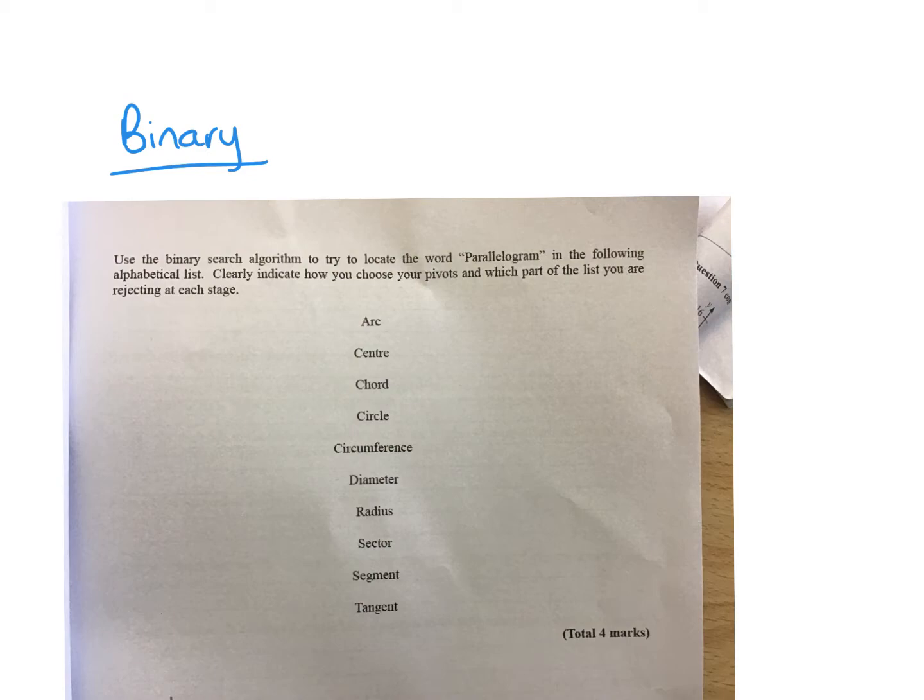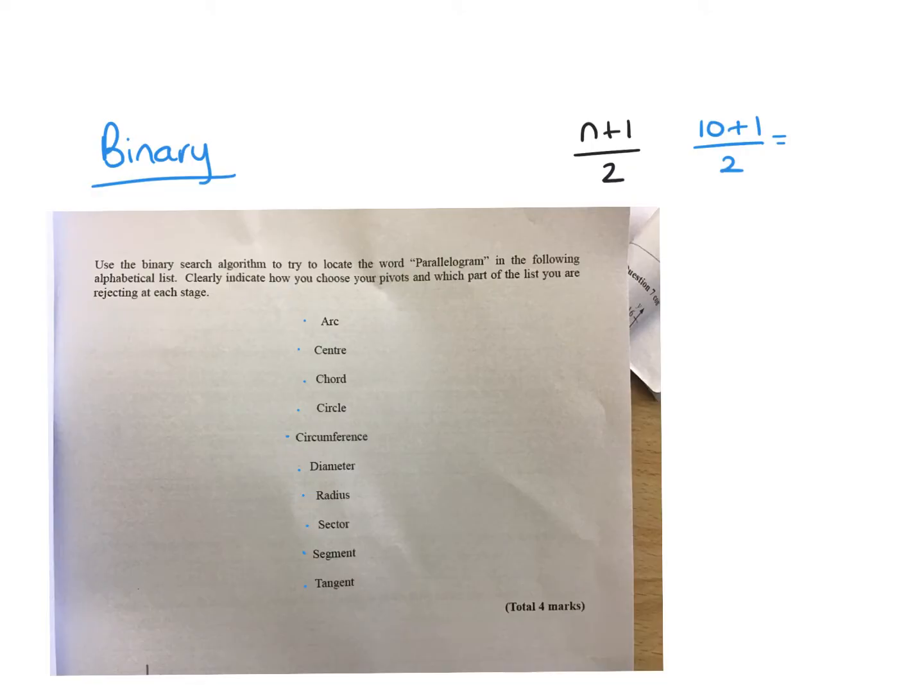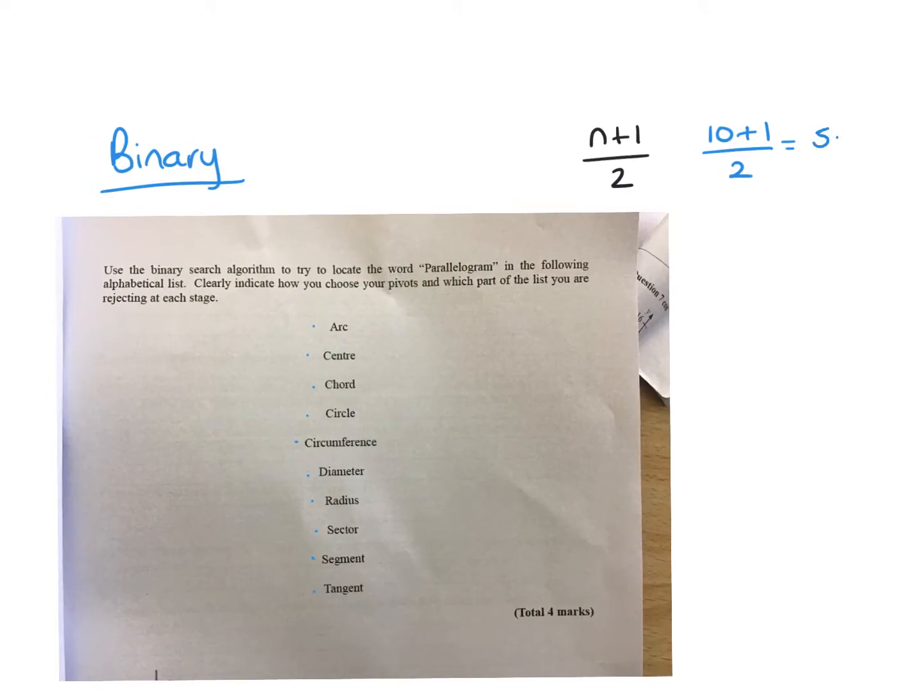So step one, what do we do? We're going to use the formula n+1 divided by 2. How many are there in the list? 1, 2, 3, 4, 5, 6, 7, 8, 9, 10. So 10 plus 1, divide that by 2. What do we get? 5.5, and then we round up to 6. So we go to the sixth one: 1, 2, 3, 4, 5, 6. It's diameter. So this is the sixth one, diameter.